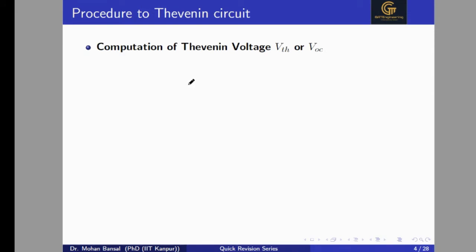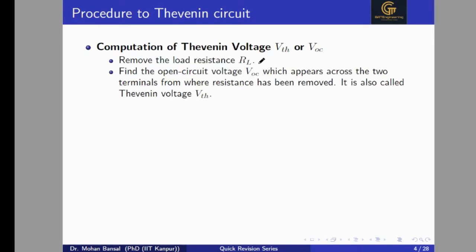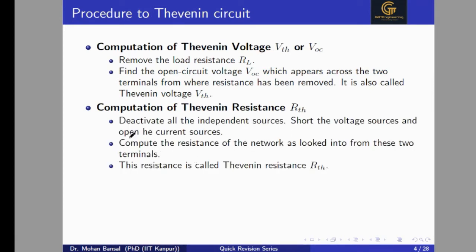What is the computational approach for computing Thevenin voltage and Thevenin's resistance? We'll start with the Thevenin voltage. First, we'll remove the load resistance and find the voltage across the load terminal. That is called the open circuit voltage or Thevenin voltage. Now, for computing Thevenin's resistance, first we'll remove the load resistance and deactivate all the independent sources. The voltage source will be short circuited and the current source will be open circuited, considering V equal to 0 and I equal to 0. This is the meaning of deactivating the independent sources.